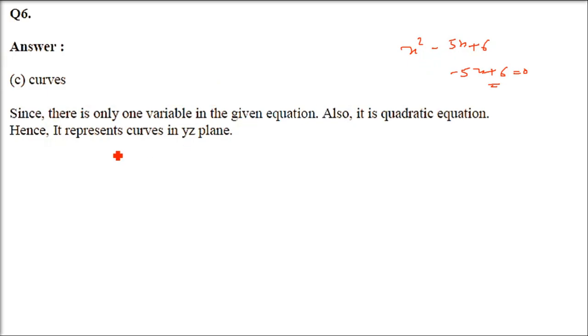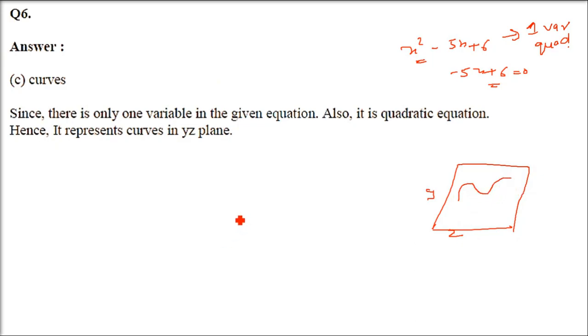It's clearly a curve. One variable x, there is a quadratic term, a quadratic equation. So a one-variable quadratic equation means it is a curve. And in which plane, that can also be seen. Only the x value is there, so it will surely be in the yz plane. This yz plane, we have this curve.